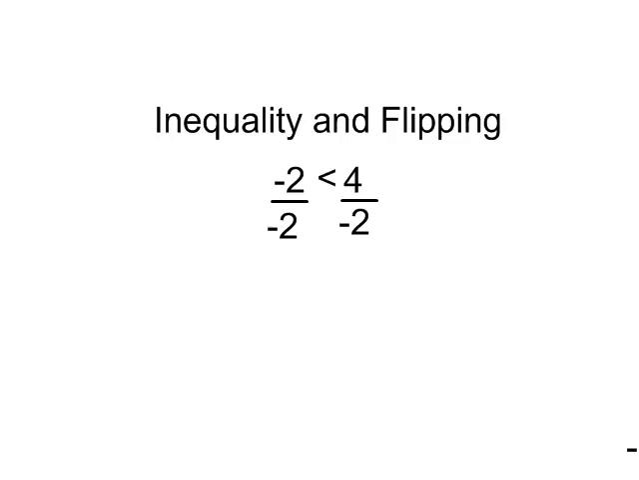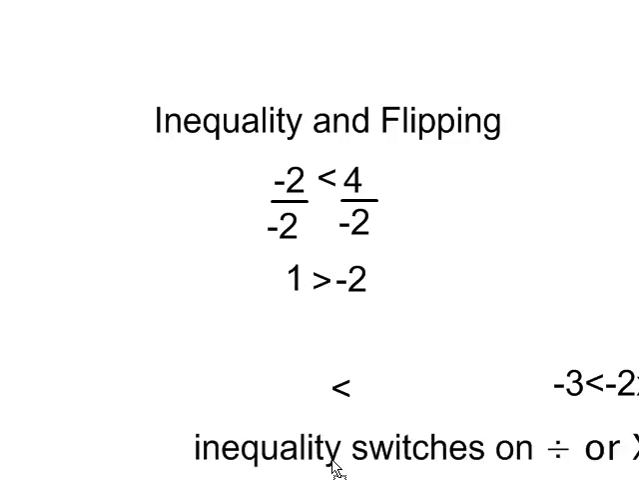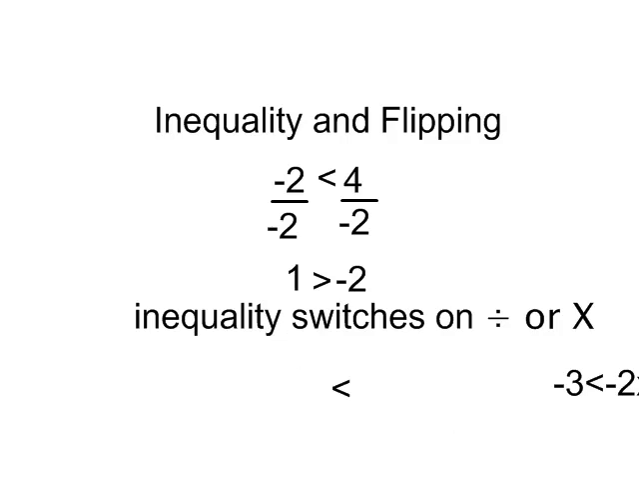If I were to carry this out, the result of this would be 1 is less than -2. And of course, that's something that nobody can agree with. So what happened here was I divided by a negative, and when I divide or I multiply an inequality by a negative sign, I have to flip that inequality. So just watch out for that.